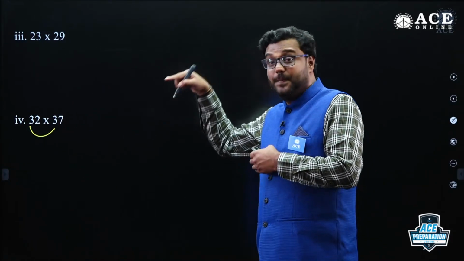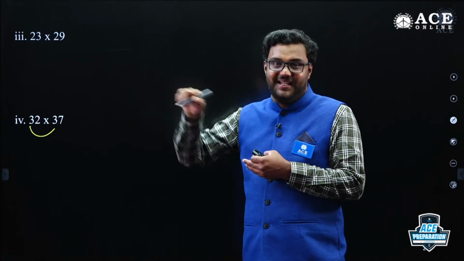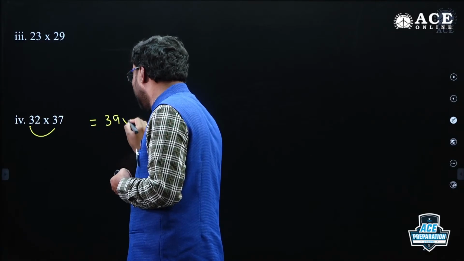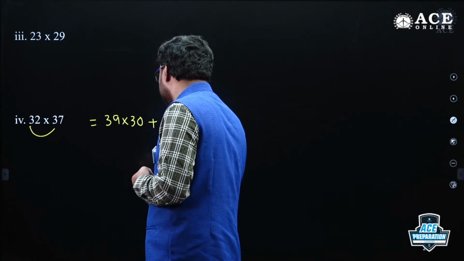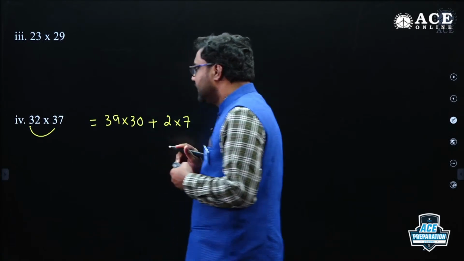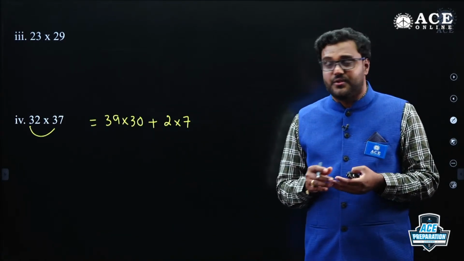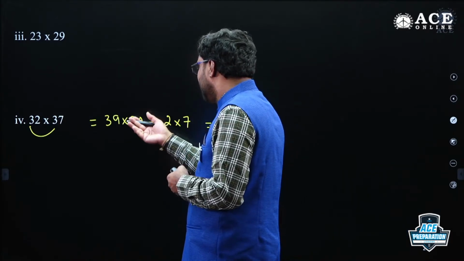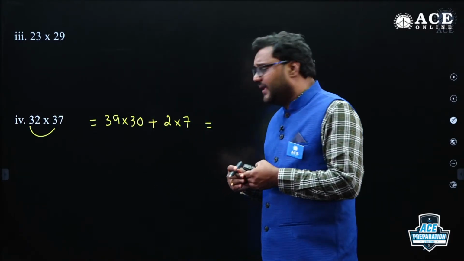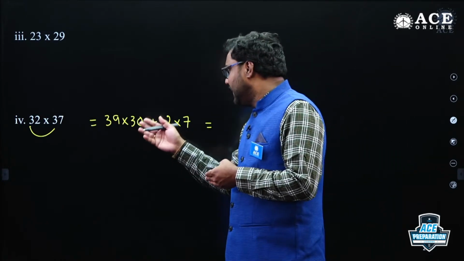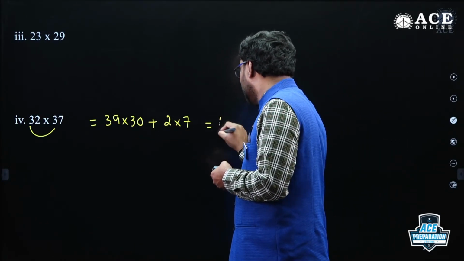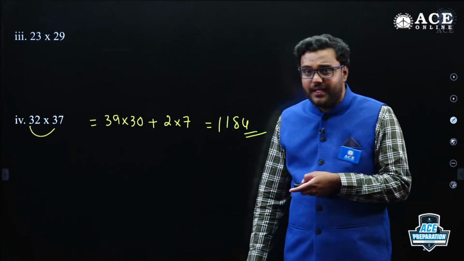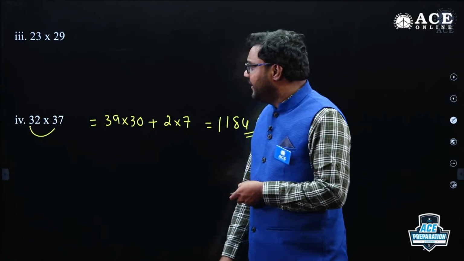Now, 32 plus 7 is 39. Base is 30. So how to do this is easy. It is 39 into 30 plus 2 into 7. Which is nothing but 117 there, right? So 1170 along with this 14 gives 1184. If you check the calculations, my dear friends, you will get 1184.